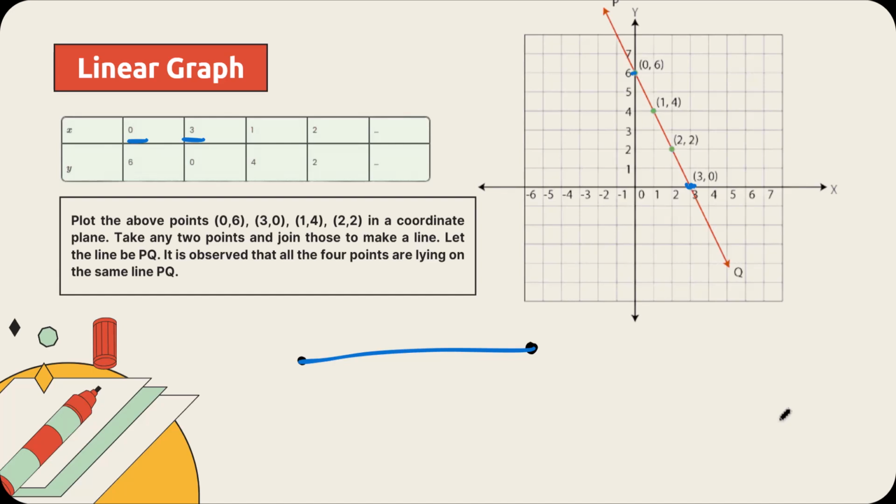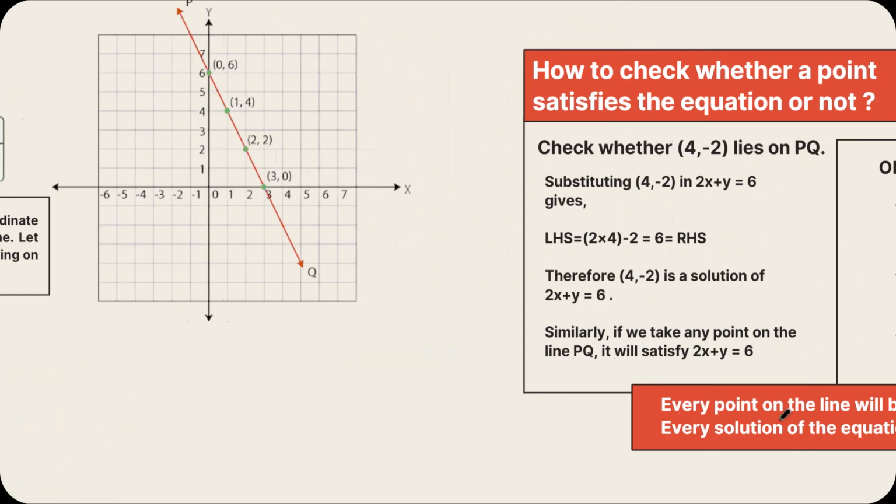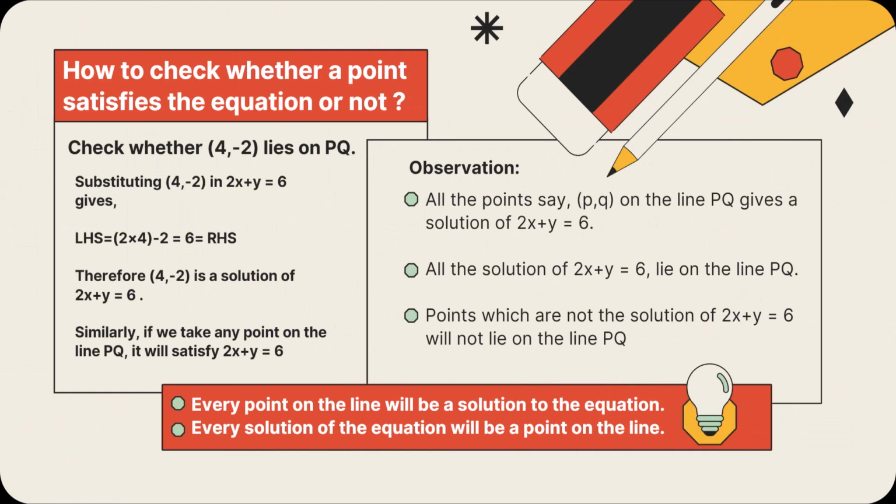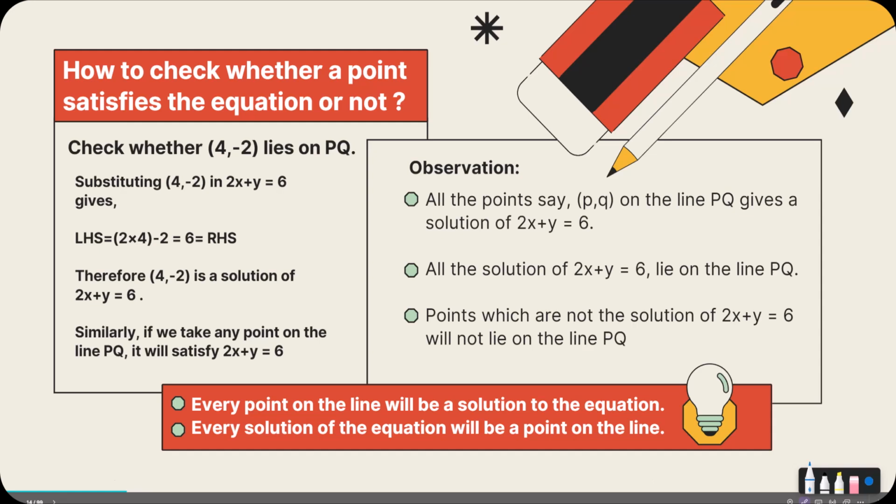Every point on this line is a solution to the linear equation in two variables, right? They have infinitely many solutions. Now, how to check whether points satisfy the equation or not? Sometimes they will give you the equation, like 2x plus y is equal to 6. Check whether (4, -2) lies on the line, or whether it is a solution.